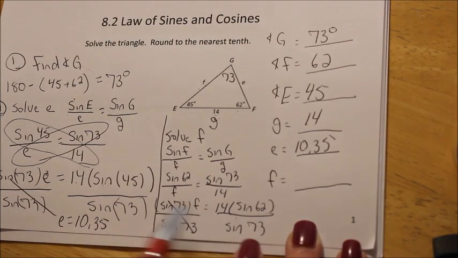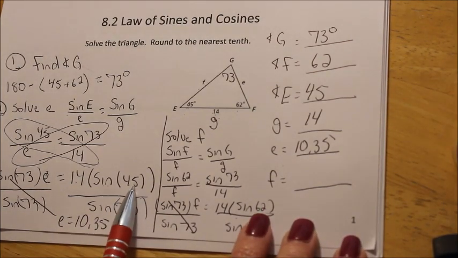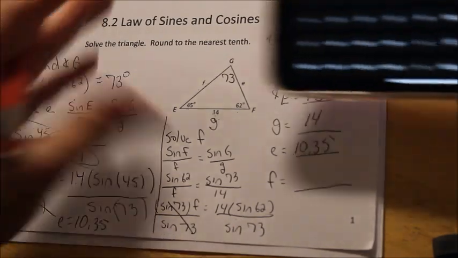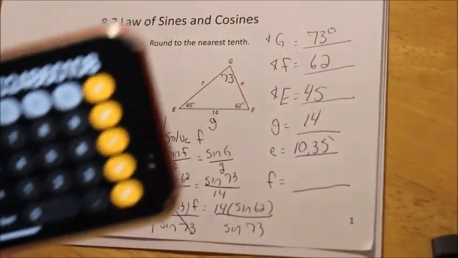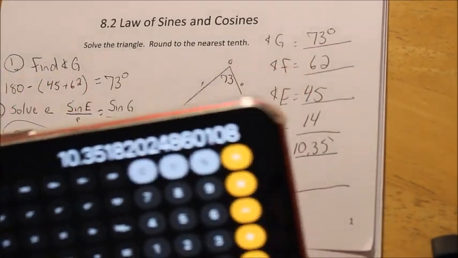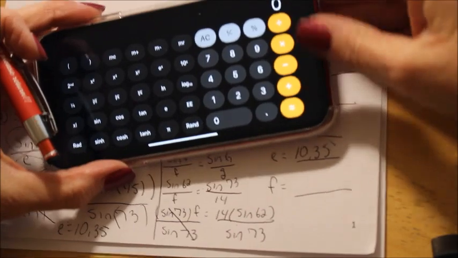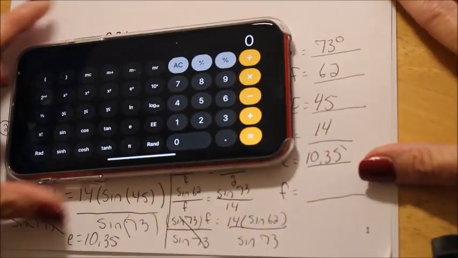And there's f. So you see how it's exactly the same thing except there's a 62. So you're going to punch it in the same way except you're going to do a sine of 62. And that'll give you f and we're done. Now this is a long problem. Most of these are only solving for one thing, which I'll show you one more example of, and how it's a lot quicker most of the time. But let's go ahead and punch that in.